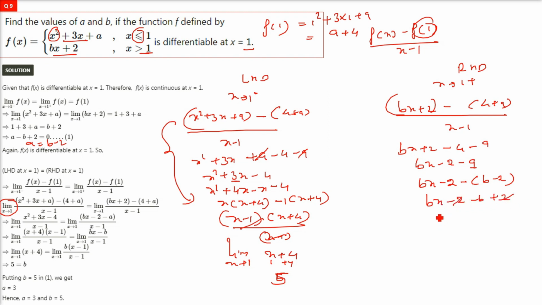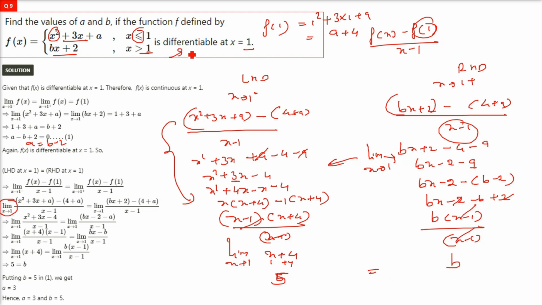2 gets cancelled. Now you can take b common from here. X minus 1 will be there. In the denominator you have x minus 1. Now you can just cancel. Please remember, limit x tends to 1 is always there. I'm just not writing it, but it is always there. Cancel these two out, you get b.